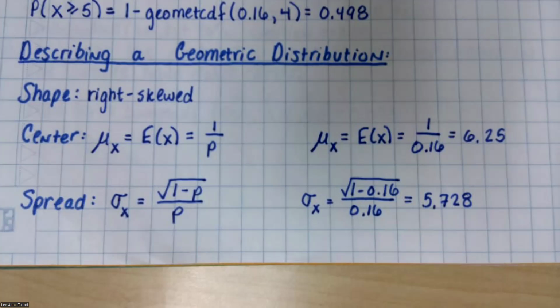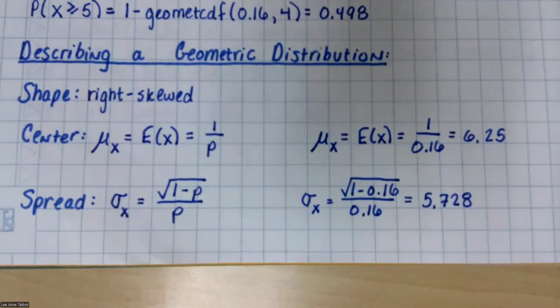Okay, let's reword that. So, over many, many trials, you can expect that the first disease tree you find will typically vary by 5.728 trees from the mean of 6.25 trees. Meaning you can expect to find your first of these trees somewhere between 1 and 12 trees in, typically.